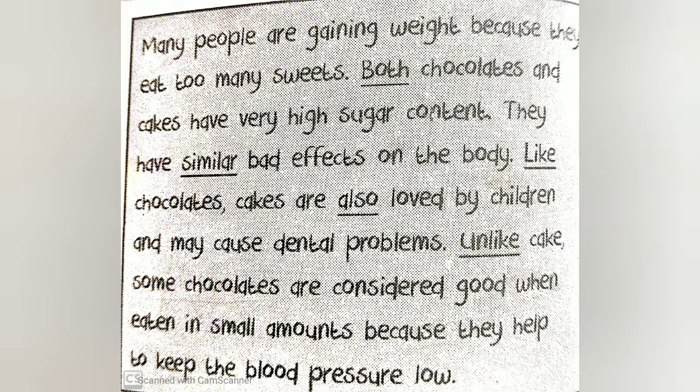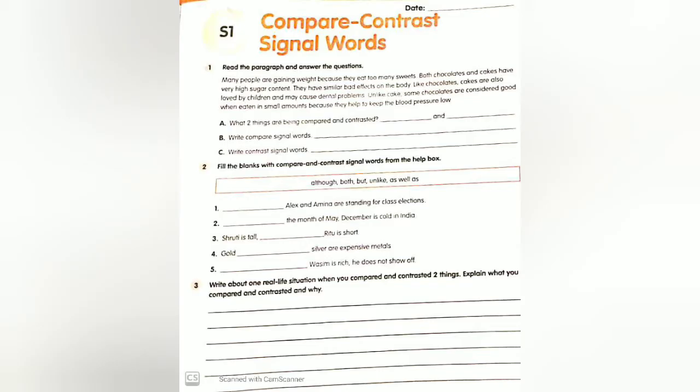Students, now take out your volume 3 to page number 25. Question number 2. Fill in the blanks with compare and contrast signal words from the help box. Dash, Alex and Amina are standing for class elections. Both Alex and Amina. Dash, the months of May and December are cold in India. Unlike. Shruti is tall. Dash, Ritu is short. Shruti is tall but Ritu is short.